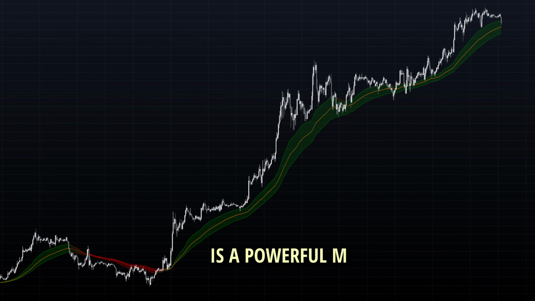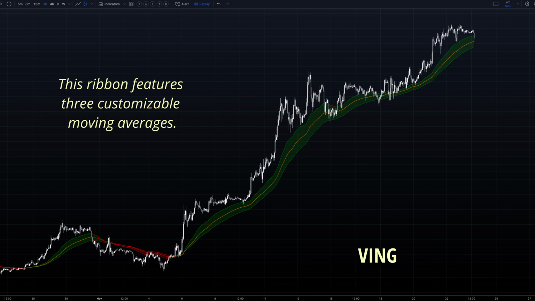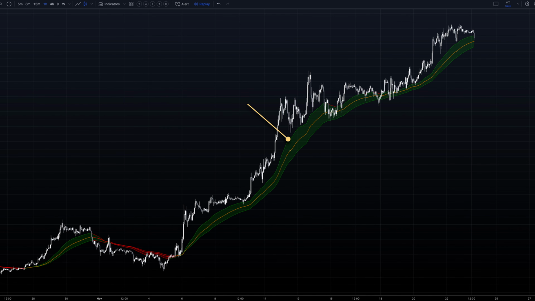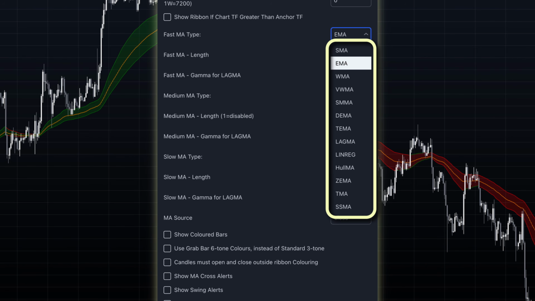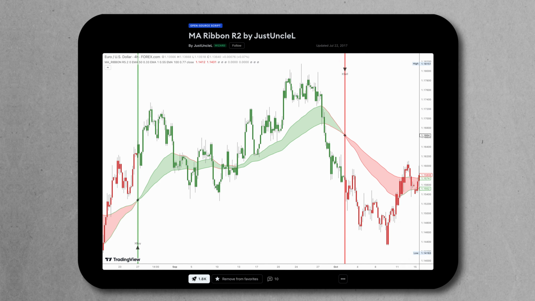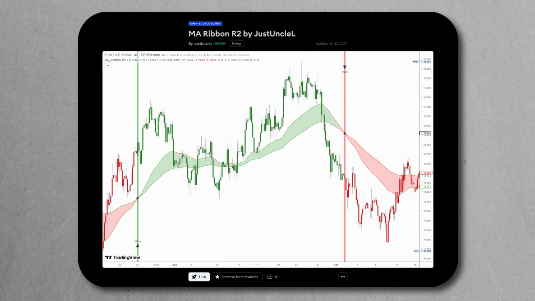Our first indicator is a powerful moving average ribbon system. It uses 3 customizable moving averages: fast, medium, and slow, with 13 types to choose from, including SMA, EMA, Hull, and Laguerre. It's called MA Ribbon R2 by Just Uncle L.